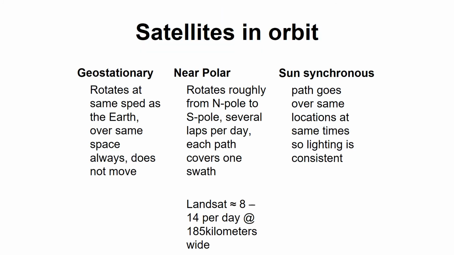In terms of satellites, we have ones with geostationary, near polar, and sun synchronous orbit. Geostationary rotates at the same speed as the Earth, so they basically don't move. Near polar rotate roughly North Pole to South Pole, making multiple laps a day. Each pass covers something called a swath, which is just the area that it looked at. It takes multiple days to get complete coverage around the planet. Sun synchronous go over the same location at the same time every day. That allows you to get consistent lighting, which is useful sometimes. Just for reference, the Landsat satellites make 8 to 14 passes a day, and they're 185 kilometers wide.